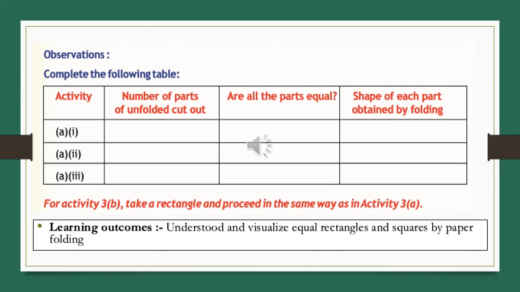Based on all 3 folded pictures which you have already done and pasted, you have to write this down and complete the table: the number of parts of the unfolded cutouts, whether all these parts are equal, and the shape of each part obtained by folding. So in the first one we got rectangles, then squares and then 4 equal triangles, and then you have to write down the learning outcomes. In this way you can finish your activity of folding the paper.